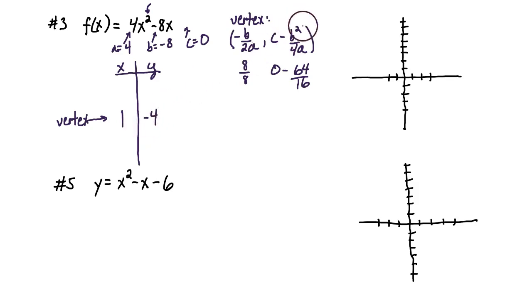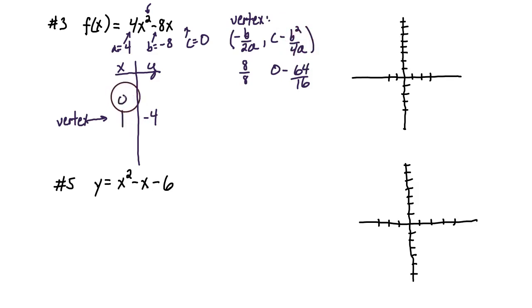If you don't want to use this formula to get the Y value of the vertex, then simply plug in 1. 1 squared makes 1. 4 times 1 makes 4. Over here, 8 times 1 makes 8, and 4 minus 8 is negative 4. Plugging in 1 into that formula gets us negative 4, the same thing we get when we use this C minus B squared over 4A formula to get the Y value.